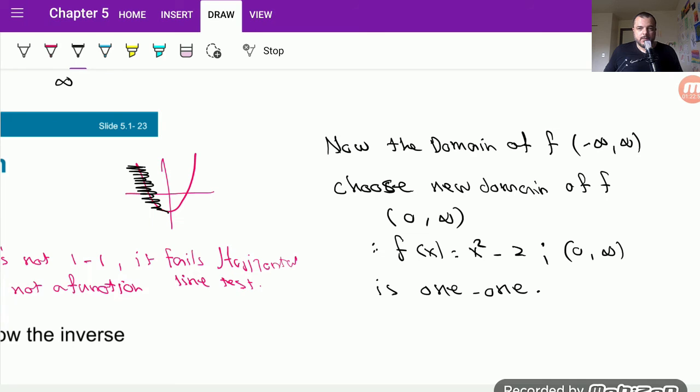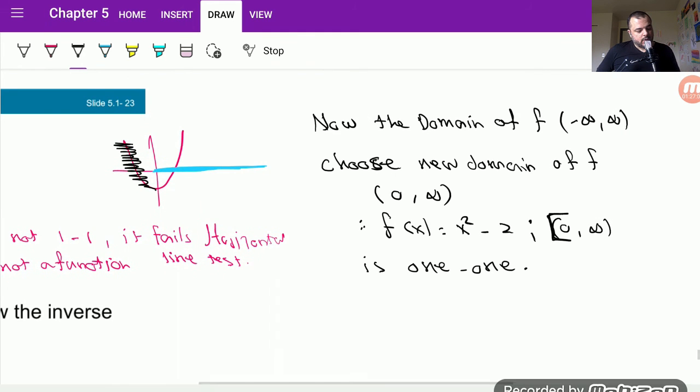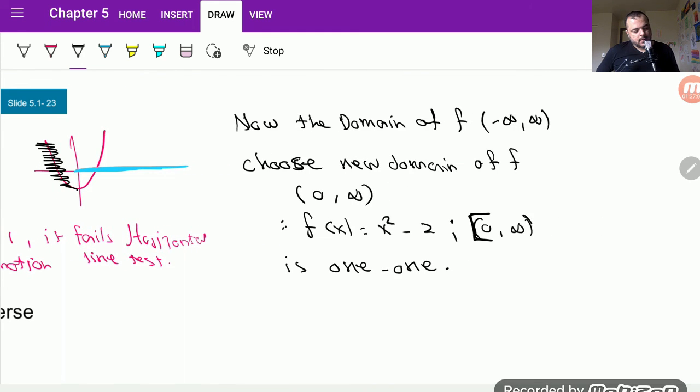Restrict the domain. So this is what I'm going to do. I'm just going to choose this part. f of x is equal to x squared minus 2, and we restricted the domain from 0 to infinity, and we can even take the 0. We can take the 0, closed interval. So x is positive values only. Take x to be a positive value. So this is 1 to 1. Then how to find the inverse? We're going to follow the same steps. So here x in the domain is going to be greater than or equal to 0.